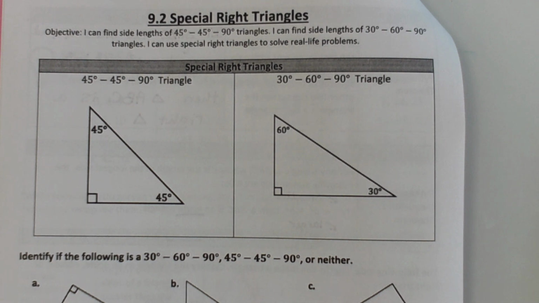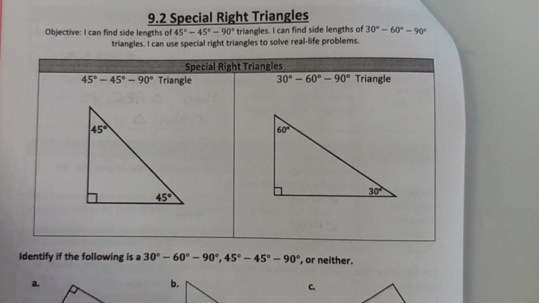Exactly. These triangles are named after their angles, but the reason that we talk about them is that they are so prominent that, rather than always doing the Pythagorean theorem, which you can't necessarily always do with these because you don't always have a side length, we can solve for missing side lengths on these triangles with much less information than what the Pythagorean theorem needs.